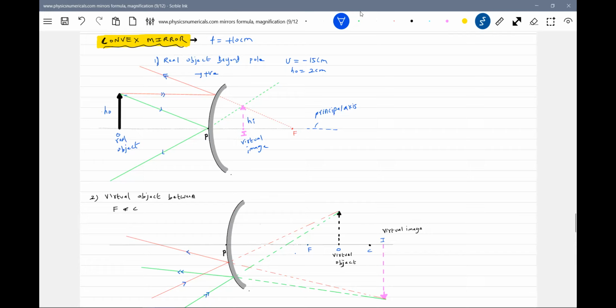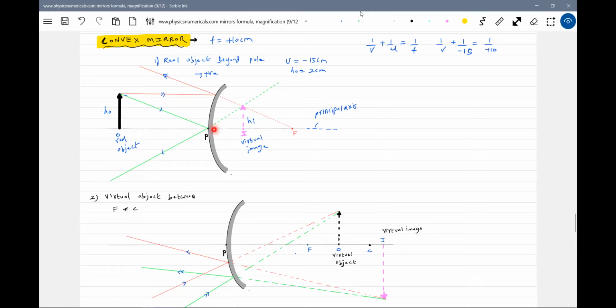Okay, let's use the mirror formula, 1 by V. What is the object distance? Minus 15, and focal length plus 10. Why is the sign negative, why minus 15, why is this plus 10? All distances I should measure from the pole. The incident rays are towards the right. So what is the object distance? This will be minus 15.